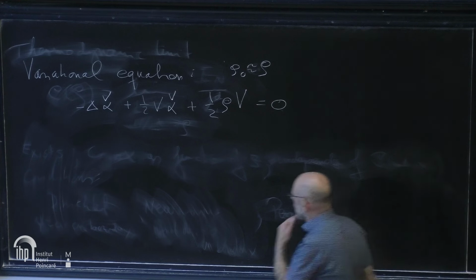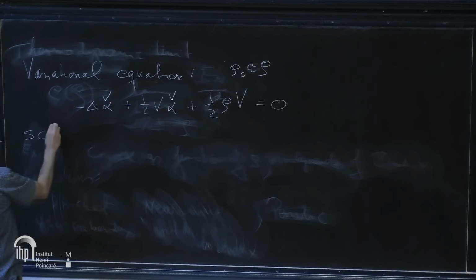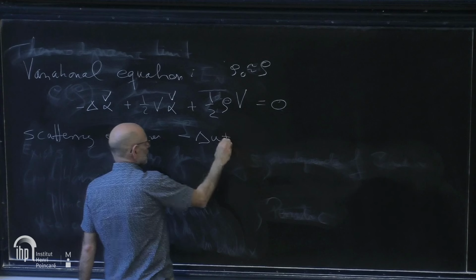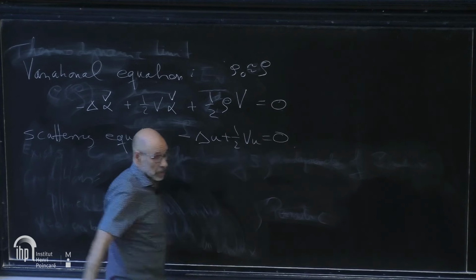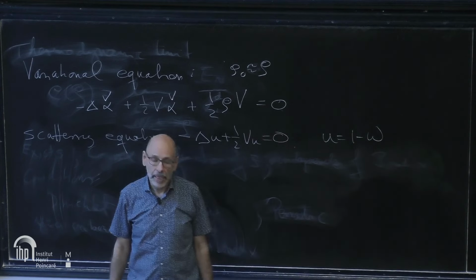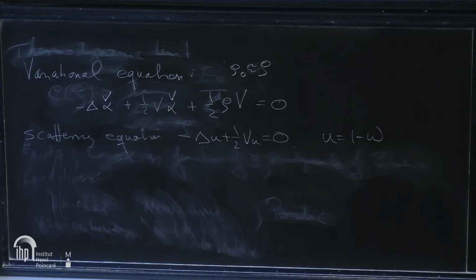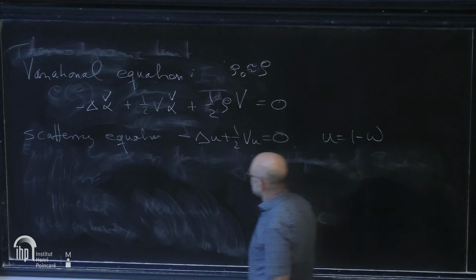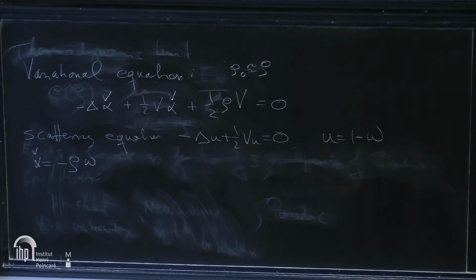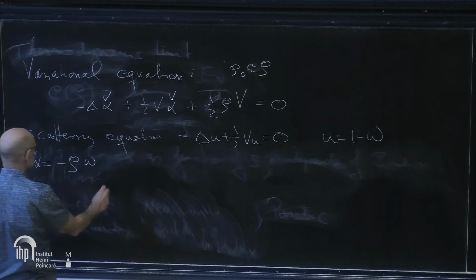Okay, so recall that we had the scattering equation, which was minus Laplacian u plus 1 half vu being 0. And I was thinking of u being 1 minus omega. And I now want to argue that the alpha check is really minus rho times the scattering solution, right? At least that it satisfies this equation right there. Because if you plug it in, you will see that you can replace.